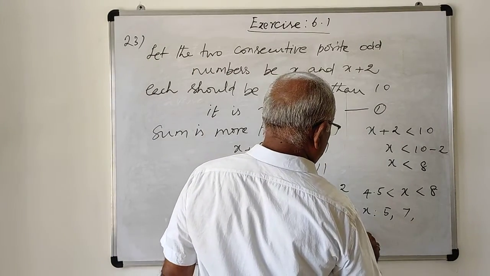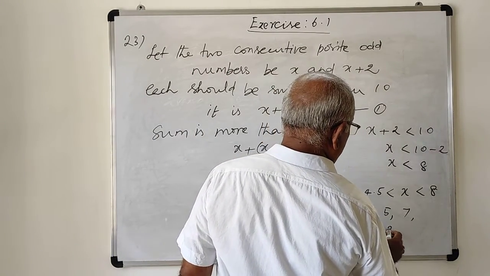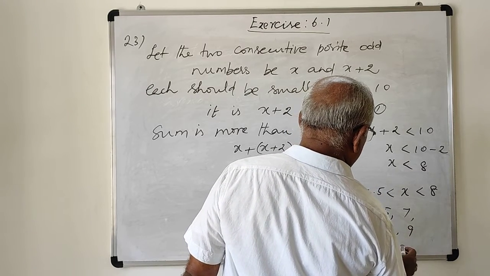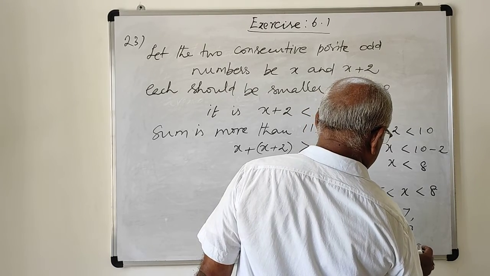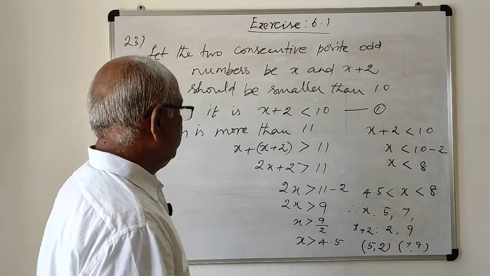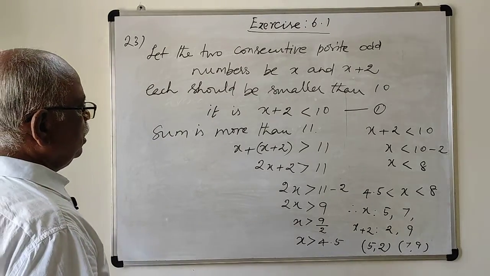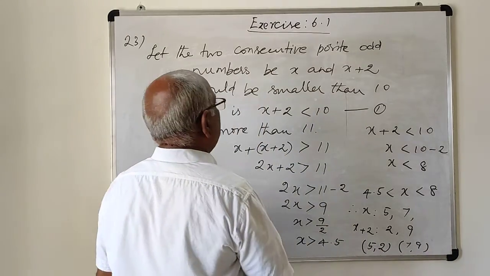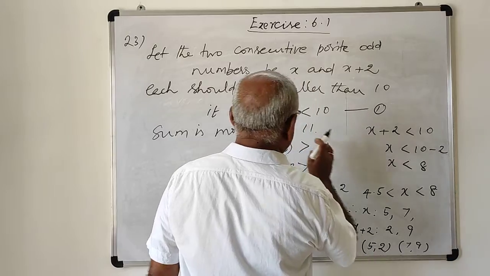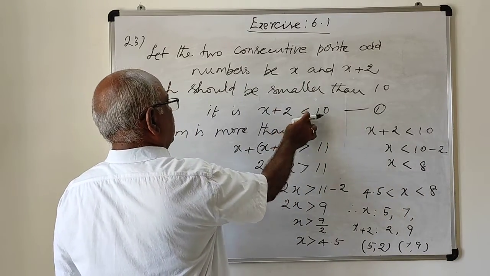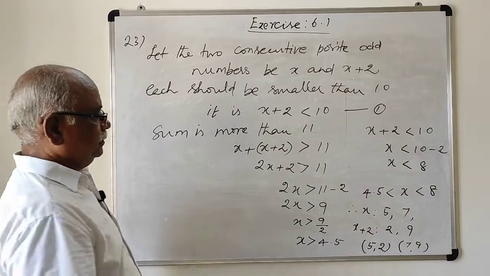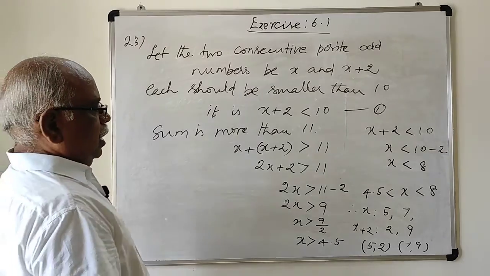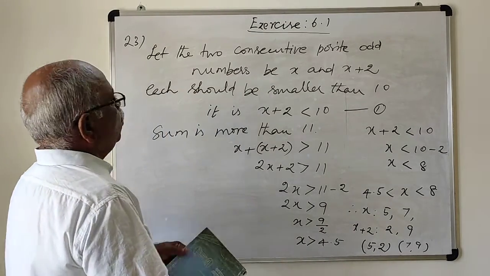Therefore x plus 2 is 5 plus 2 is 7, 7 plus 2 is 9. Therefore the pairs are 5, 7 and 7, 9. These are the required pairs, whose sum is greater than 11 but both the numbers are smaller than 10. These are the pairs for this problem. This is 23. See, for that, the next problem, 24.